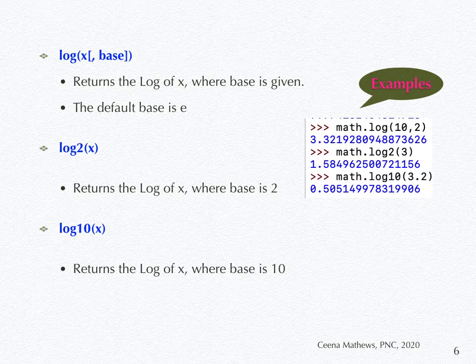The next log function is log2, that returns the log of x where the base is 2. Here you need to specify only the x value. The base is already mentioned, that is, it is 2 only. Math.log2 of 3 will give the answer as this. Next is log to the base 10. That can be done using log10 within brackets x, which returns the log of x where the base is 10. The example is math.log10 of 3.2, which displays the answer as 0.5 something.